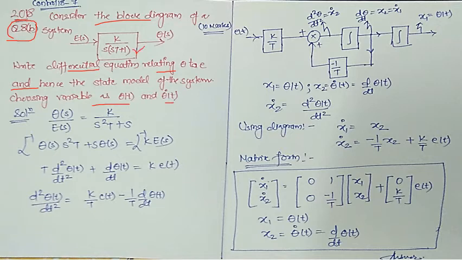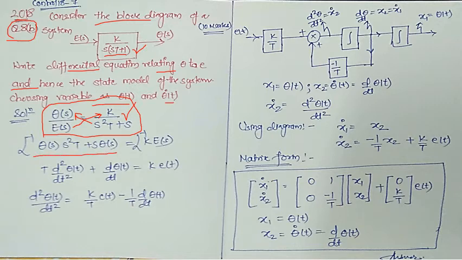So you have the transfer function here. Let us write the transfer function output by input: theta(s) divided by E(s) is equal to K upon s squared T plus s. So this is what I am writing, and then do the cross multiplication. The denominator of the right side will go to the numerator of the left side, and the numerator of the left side will go to the denominator of the other side, right? So in that you will find this equation.